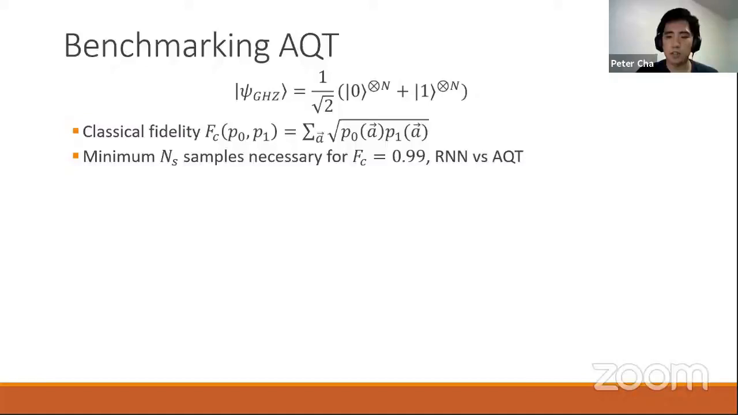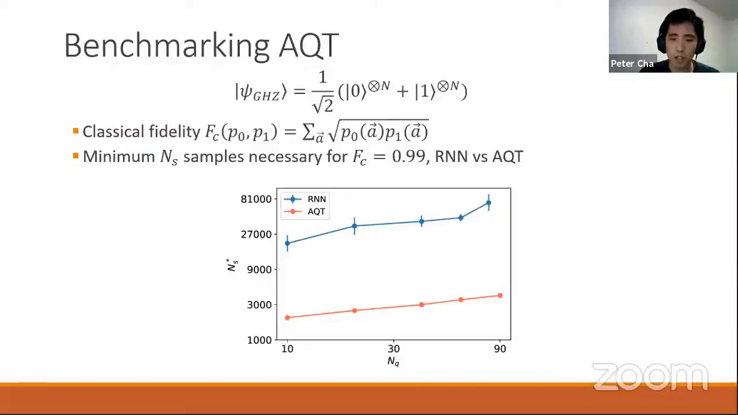And so the plot is, as you can see here, on this blue curve, a prior result from using RNN to carry out quantum state reconstruction on the same state, versus the AQT, where the y-axis is in log plot, representing the number of samples that are necessary to achieve this classical fidelity. The takeaway is that the AQT requires about an order of magnitude less data than is required by the RNN to achieve the same fidelity, showing that the AQT achieves much, much more efficient learning than previous other machine learning approaches.